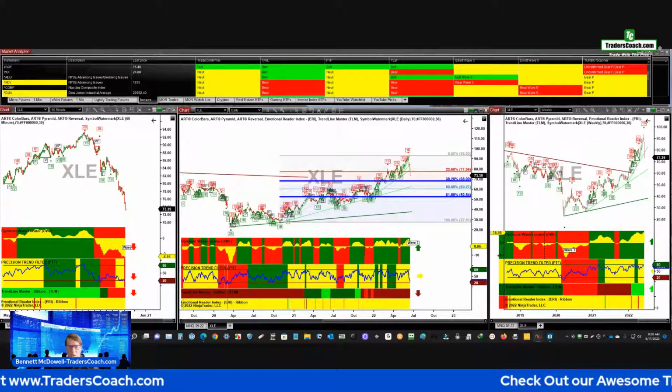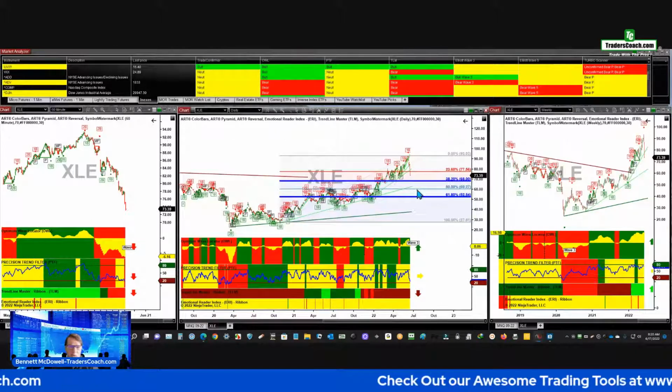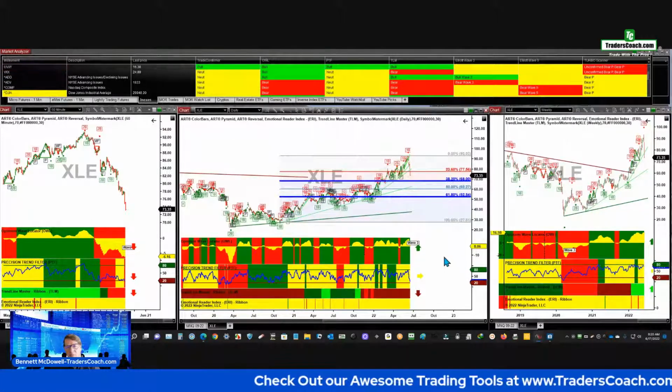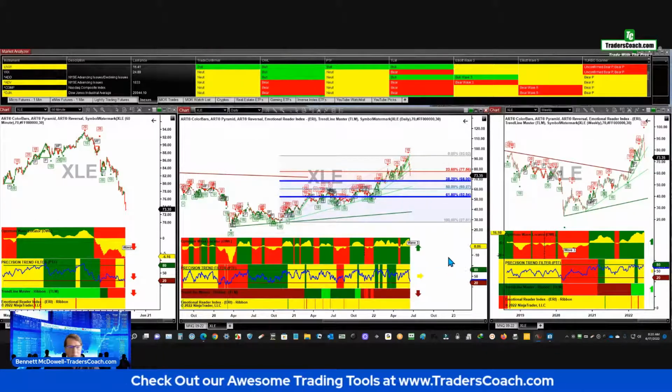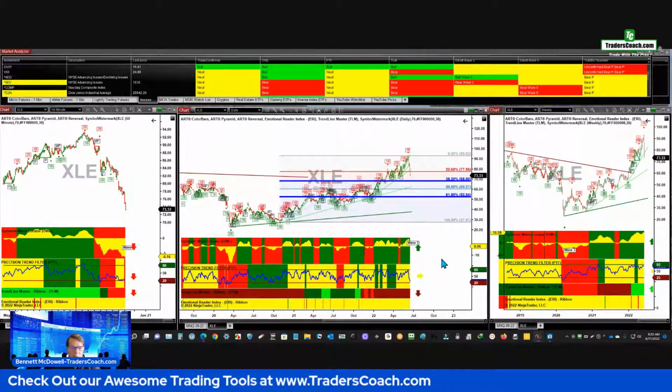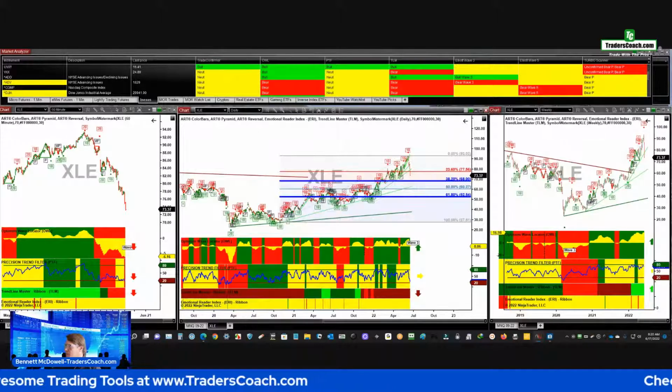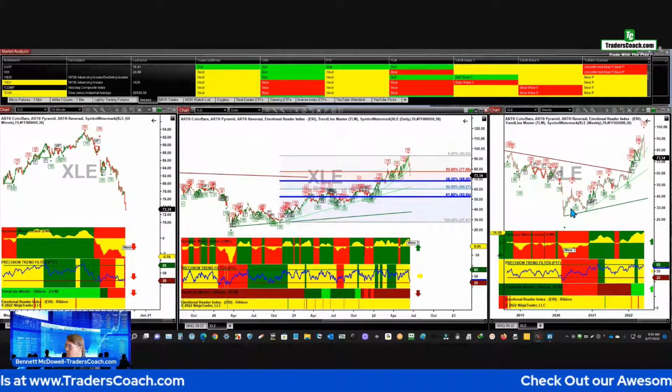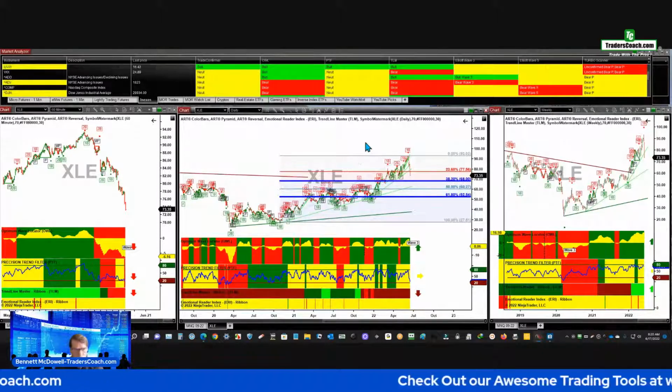Okay. So don't buy into this. Let it get to the target. And then let's see if momentum comes back by having a green owl and a little bit more green on the short-term charts. Okay. So hold off on that for now. All right, let's take a look at XLU.